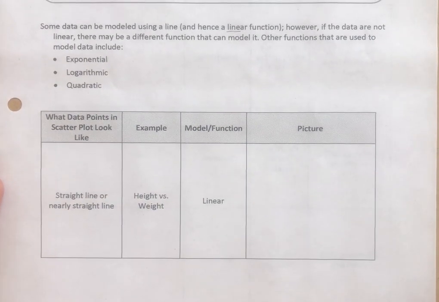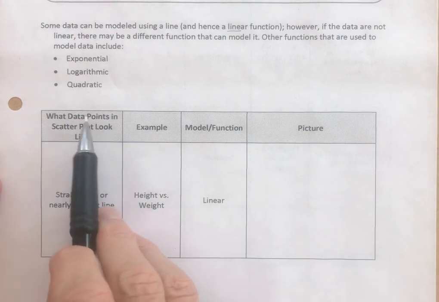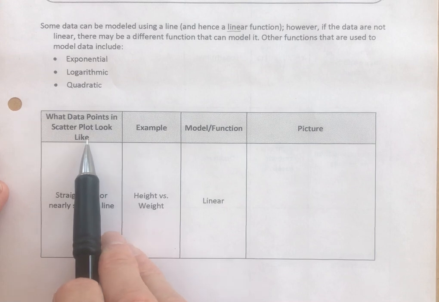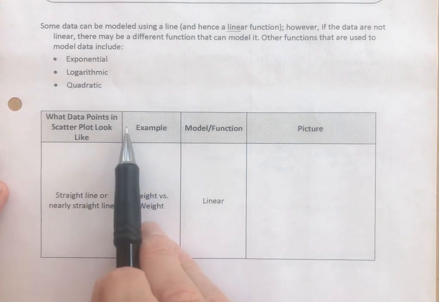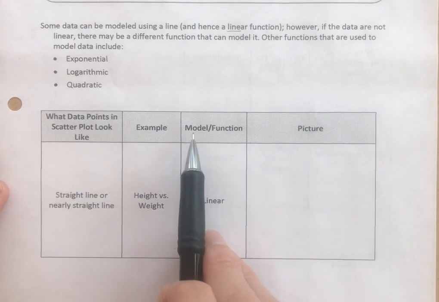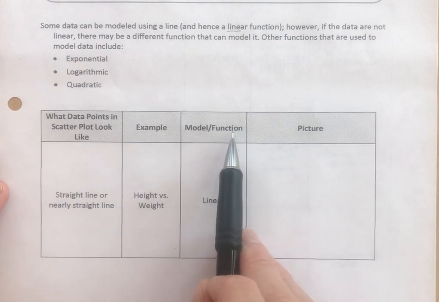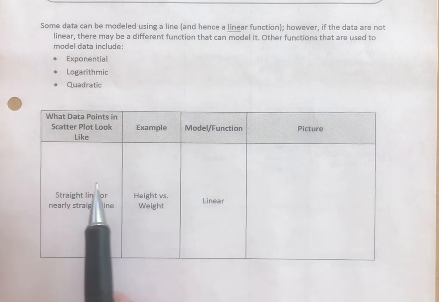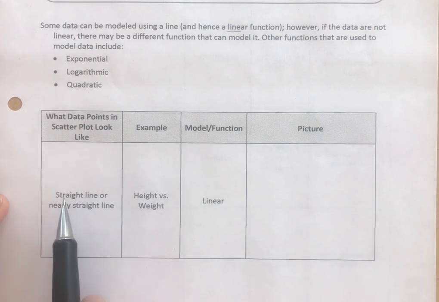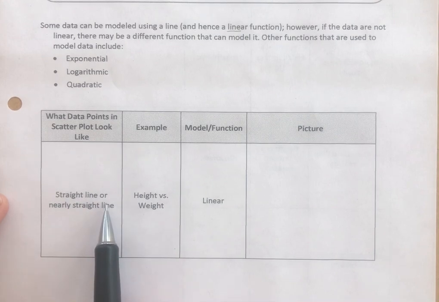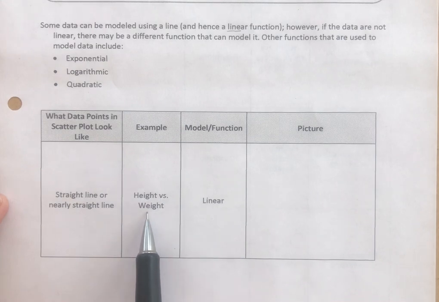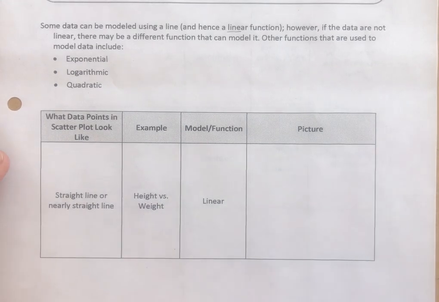I'll come down here. And first, what I have here for my table is what the data points in the scatter plot will look like. An example, which we'll put a picture of over here, and then the name of the model or the name of the function that best fits the data. And so here's our linear example. We have data that looks like it's kind of a straight line or nearly a straight line. A good example for this is your height versus your weight. And a linear function will model that.